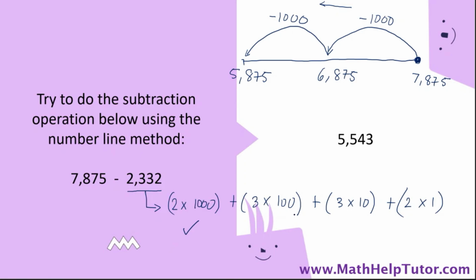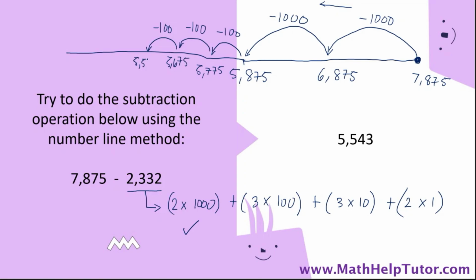Next, let's subtract 3 100s. Let's just extend our number line a little bit. Okay, we have 3 100s. That's 1, 2, 3. Okay, let's minus 100, minus 100, and minus 100. We have three of these. So 5,875 minus 100, that's 5,775, becomes 5,675, and here it becomes 5,575. So we're done with the hundreds place.